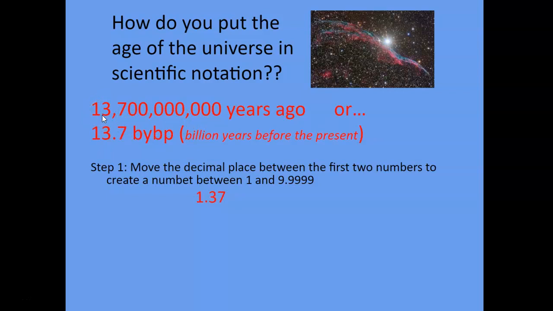That will become 1.37. Now I want to keep that 7 there because that's an important number. That gives me a lot of information, but I don't need all those other zeros, so I can take them away when I write my number.